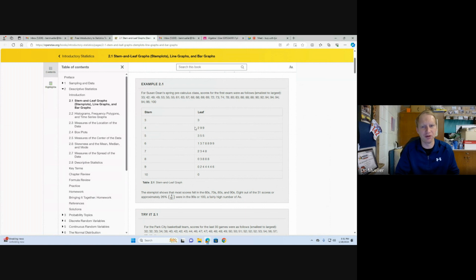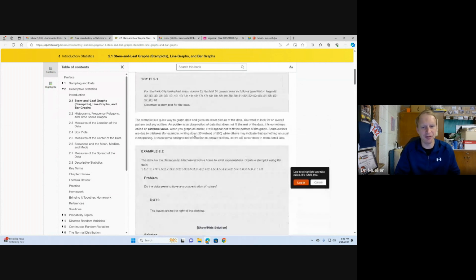42, the stem would be 4, the leaf would be 2. 49, you just put a 9 for the leaf here. And if you have a 100, then the stem is 10, the leaf is 0. So that would be a stem and leaf plot for the 2-digit scores. Well, the last one is 3 digits, I guess.